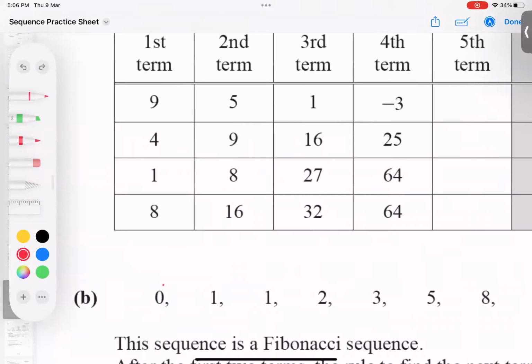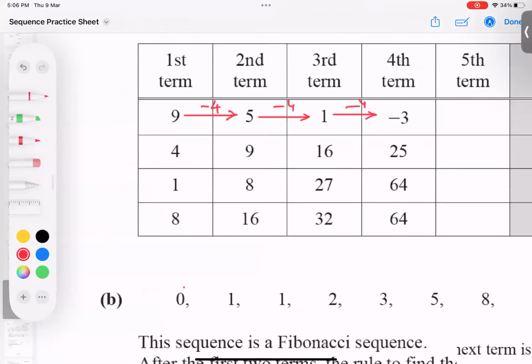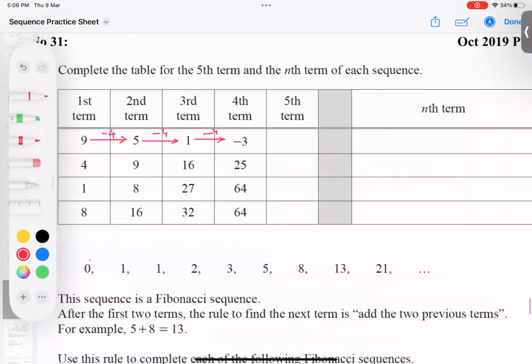Look at this first sequence. How do we get it? If I subtract 4 from this number, how do I get the next number? If I subtract 4 again, how do I get this number? So I think we can get it easily. It goes 9, 5, 1, minus 3, minus 7. How do we get the nth term?